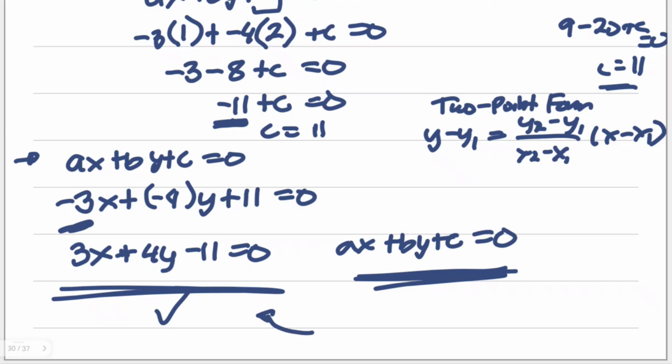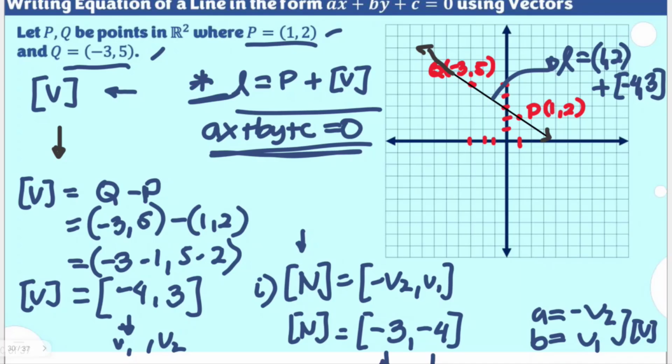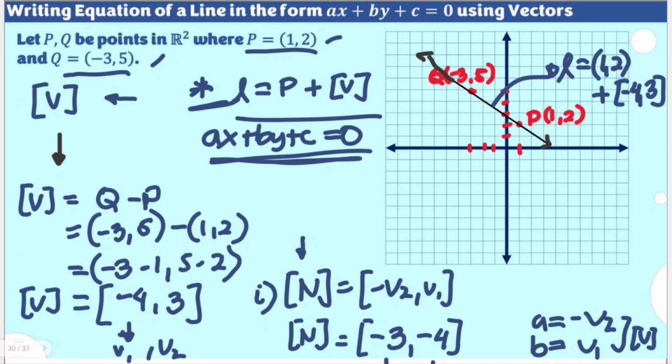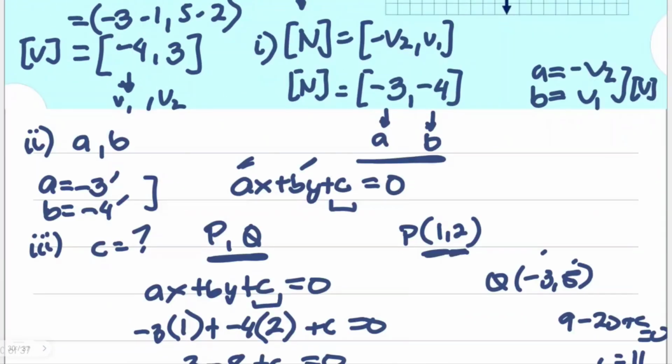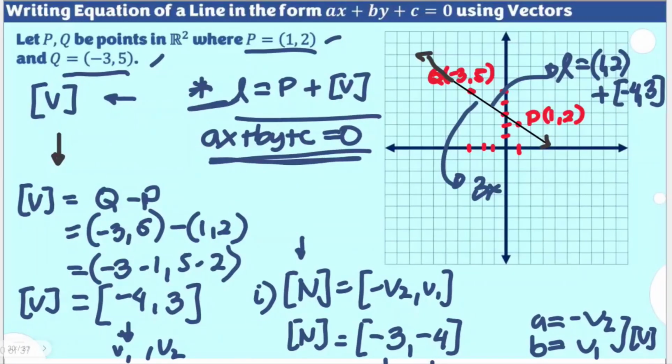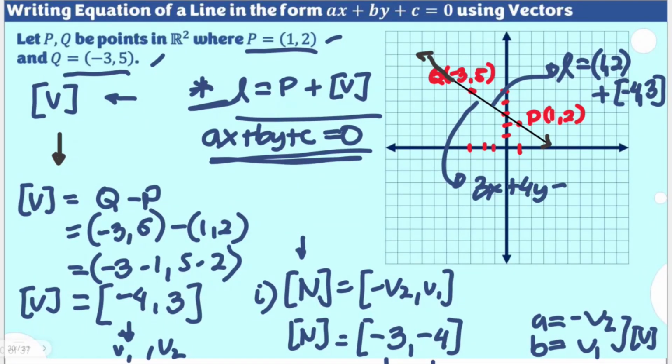Nevertheless, this is how we identify the equation of a line in the form Ax + By + C using two points with vectors and not the two-point form. So again, this is actually written as, if I'm correct, 3x + 4y - 11 = 0.